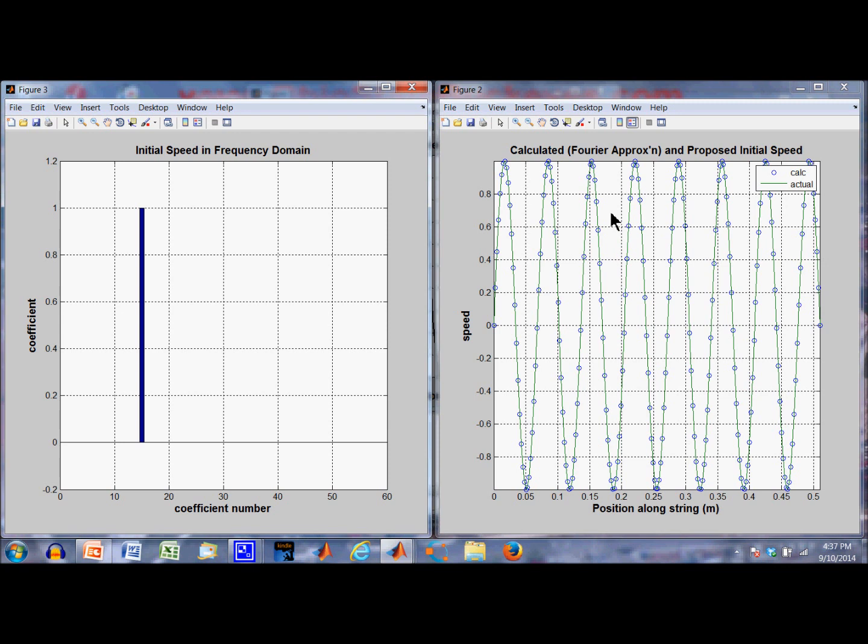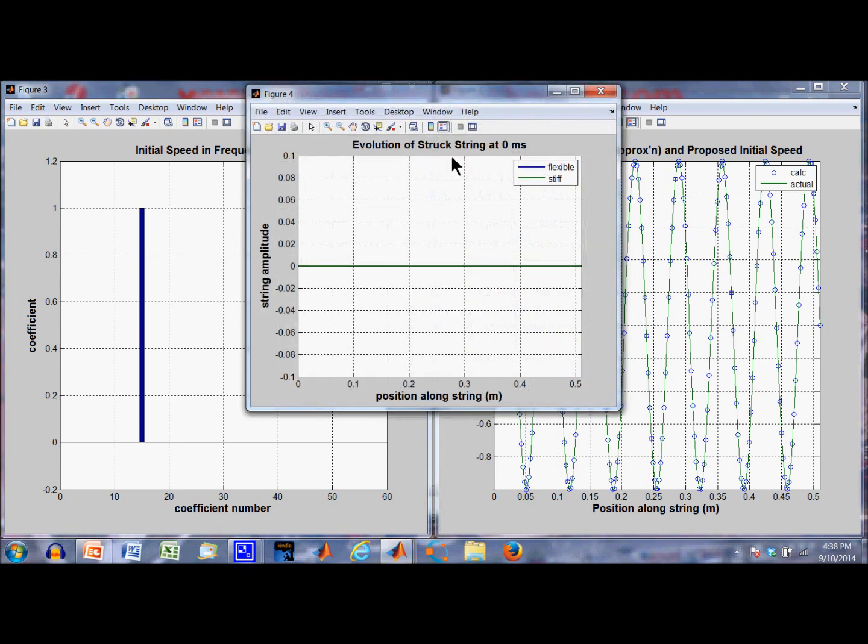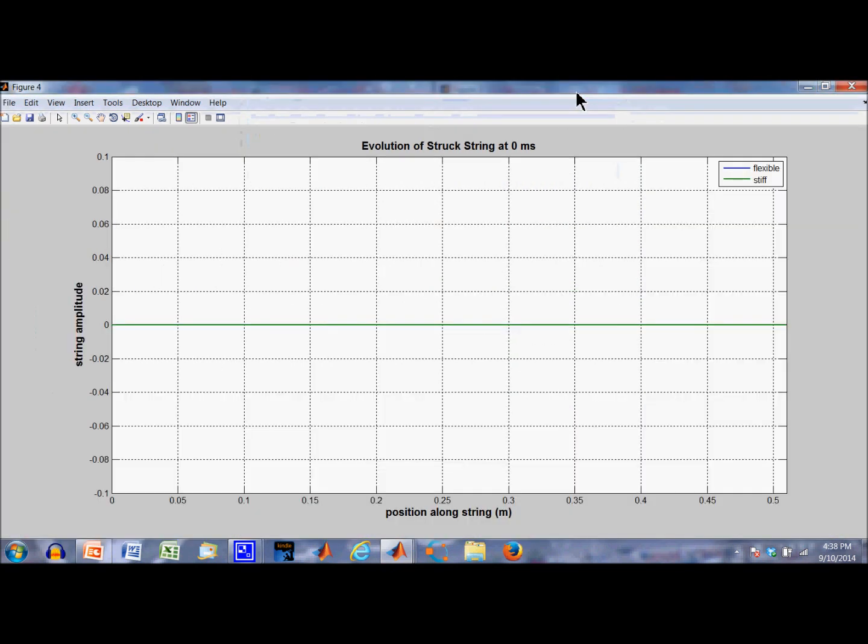You can see that the initial speed is physically not realistic. We've got some sort of a magic hammer here which causes the initial speed to be high here, positive, and then negative here, and so forth. So it's not a realistic initial velocity, but it is associated with this harmonic. And we can take a look at the simulation.